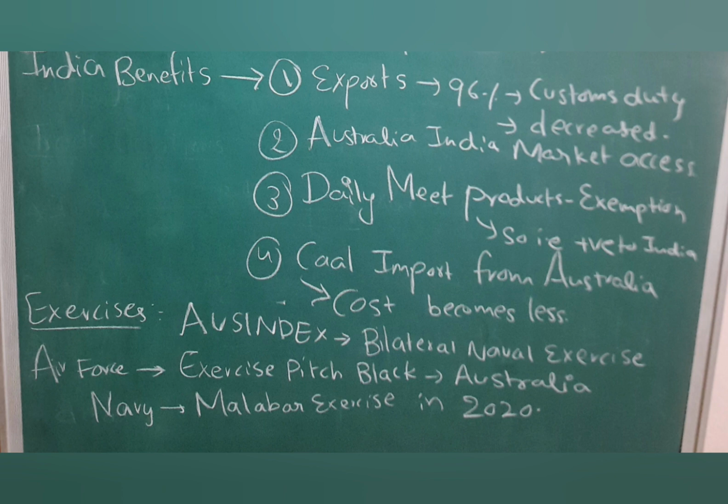AUSINDEX is a bilateral naval exercise. Exercise Pitch Black is an Air Force exercise between Australia and India. And Malabar is a naval exercise between India and Australia. These are the most famous exercises between Australia and India. And this is about ECTA, the Economic Cooperation Trade Agreement between India and Australia.